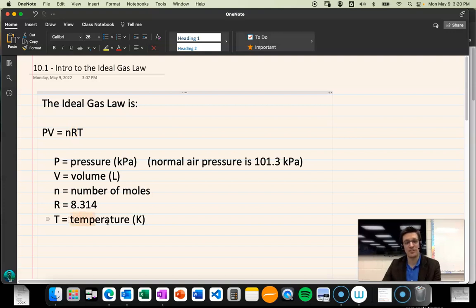And then the temperature has to be in kelvins. So the reason I talked about units here is that to use this equation, all the units have to be like we look at here. You've got to have kilopascals, liters, kelvins. Okay, let's try an example.